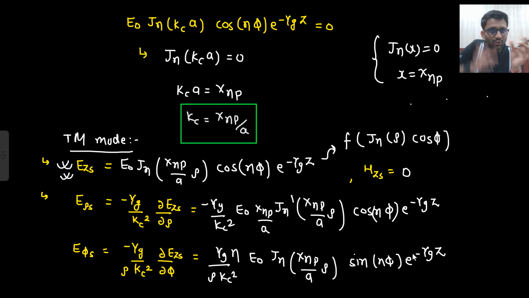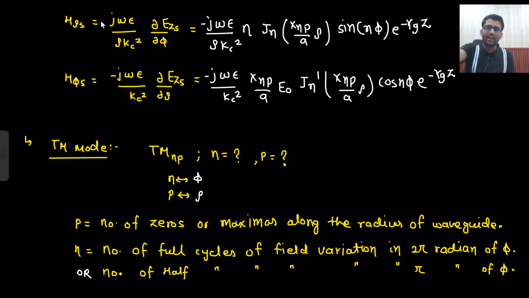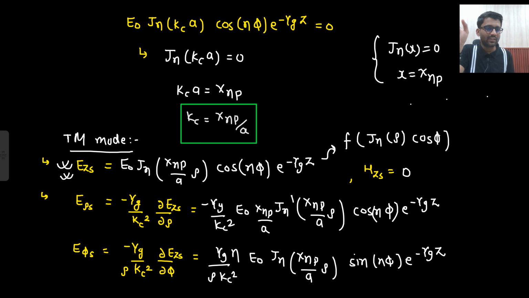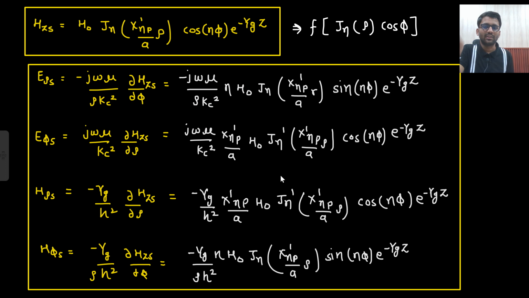Why is that so? Because one of the factors will be differentiated, that's for sure. What I am saying is that one of the factors will be differentiated, either rho will be differentiated or phi will be differentiated. So Jn rho and cos phi you are never going to get in E rho, E phi, H rho and H phi, whether it is your TE mode or TM mode. In TM mode it is the same, and in TE mode it is also the same. In TE mode as well you are never going to get Jn cos. Here you are getting Jn, but here you are getting sine. Here you are getting Jn dash, but here you are getting cos. Here you are getting Jn dash, here you are getting cos. Here you are getting Jn and sine. Did you understand this point?